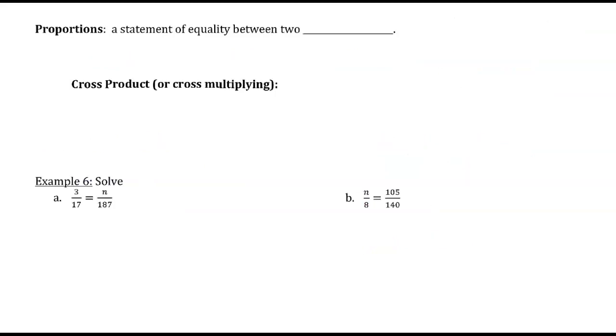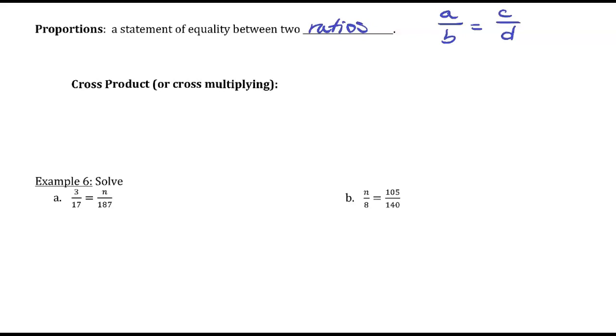Proportions and percentages are very closely related. They're actually just a different way to express the same types of relationships. A proportion is a statement of equality between two ratios. What we mean by that is two fractions. So say you have A divided by B equal to C divided by D. That would be a proportion. I have two ratios set equal to one another.